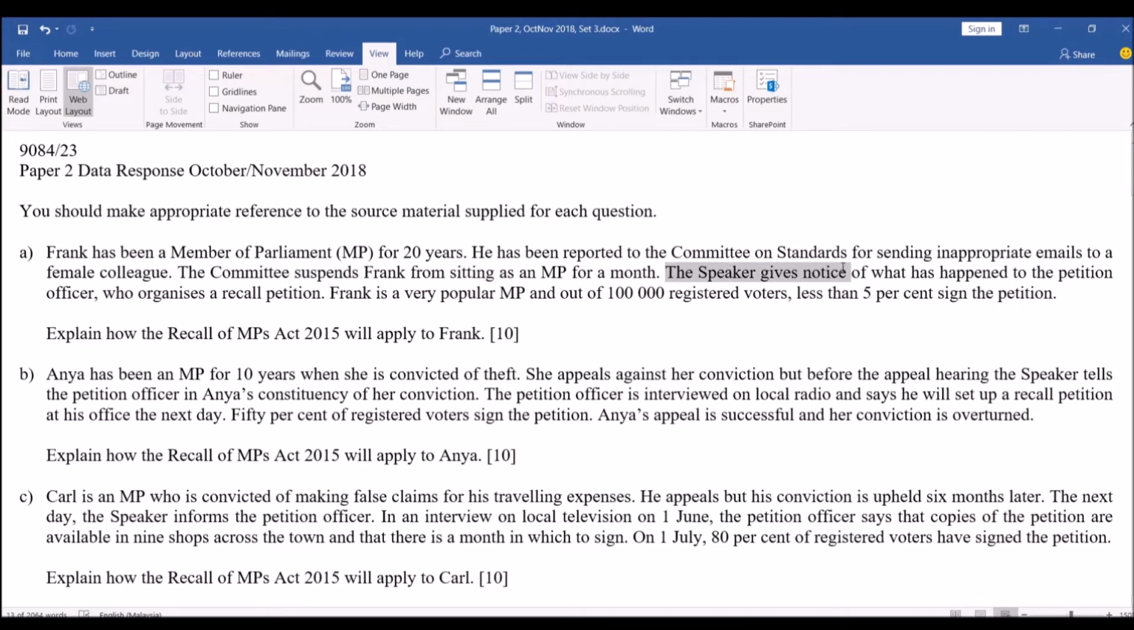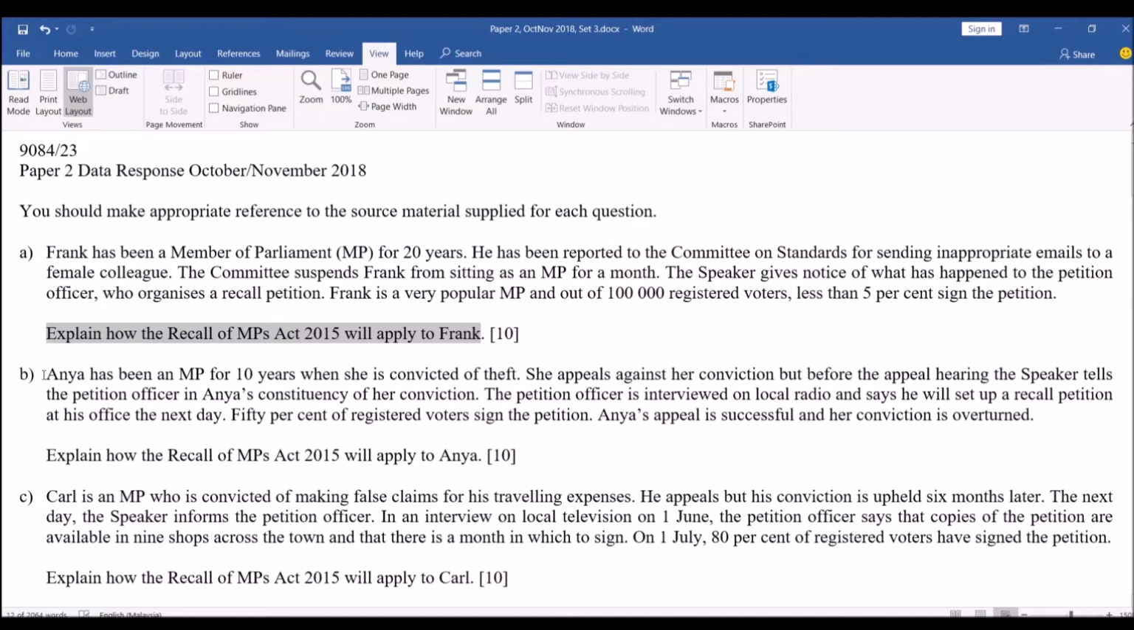The Speaker gives notice of what has happened to the petition officer who organizes a recall petition. Frank is a very popular MP and out of 100,000 registered voters, less than 5% signed the petition. Explain how the Recall of MPs Act 2015 will apply to Frank.